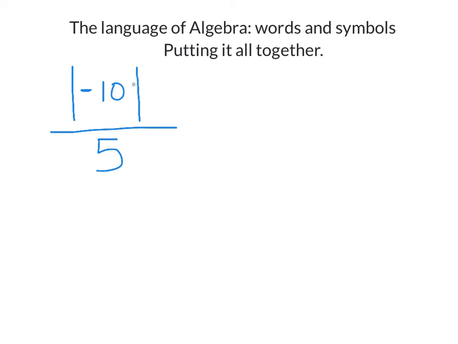First we have to think about this like a parentheses, we have to do this part first. What's the absolute value of negative 10? That's going to be positive 10. And then we're going to divide that by 5. So we end up with 2. Okay? So once again, you've got to do the funky symbol first, because it's like a parentheses, and then you look at the operation.